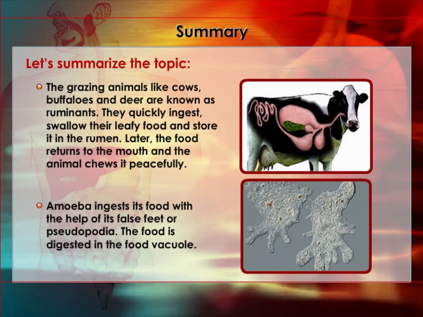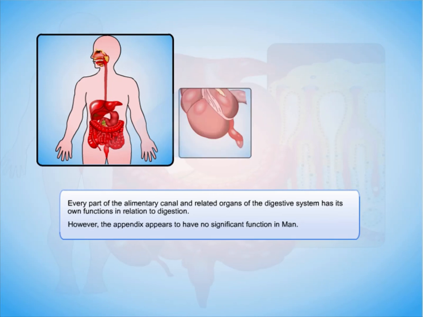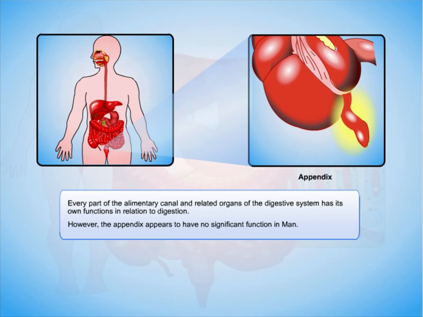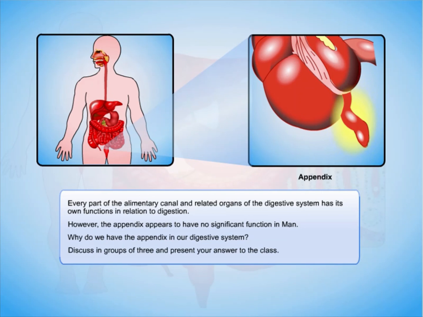Amoeba ingests its food with the help of its false feet or pseudopodia. The food is digested in the food vacuole. Every part of the alimentary canal and related organs of the digestive system has its own functions in relation to digestion. However, the appendix appears to have no significant function in man. Why do we have the appendix in our digestive system? Discuss in groups of 3 and present your answer to the class.